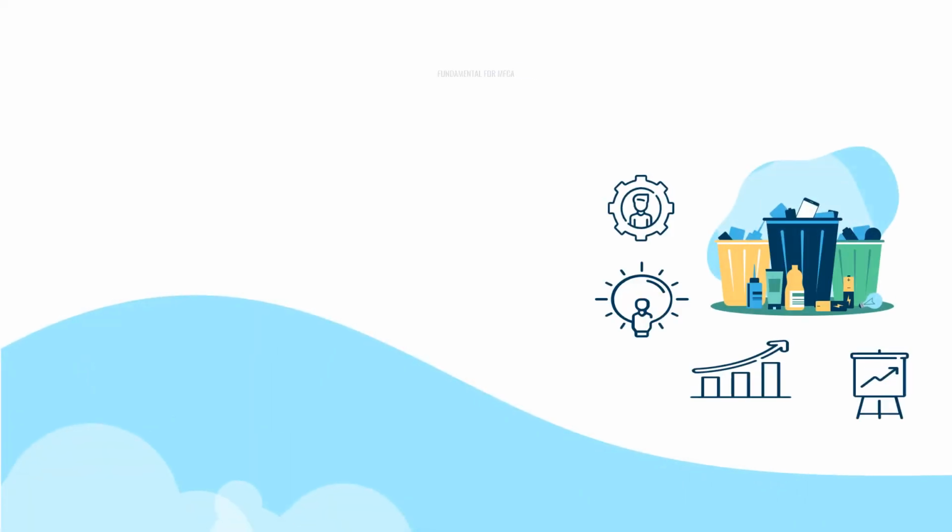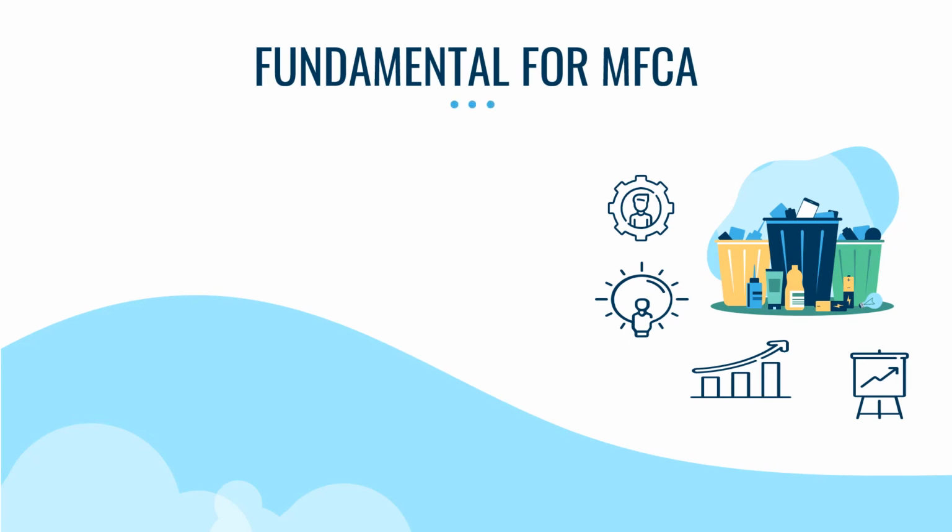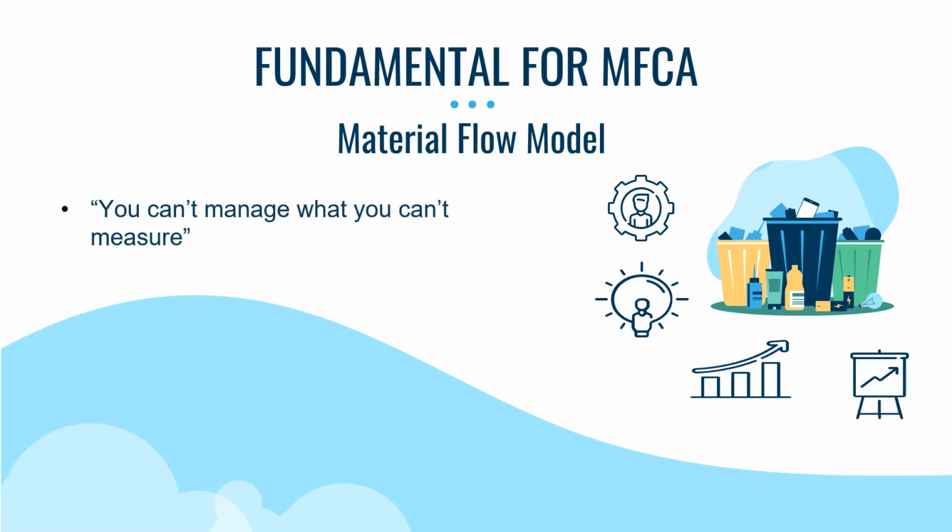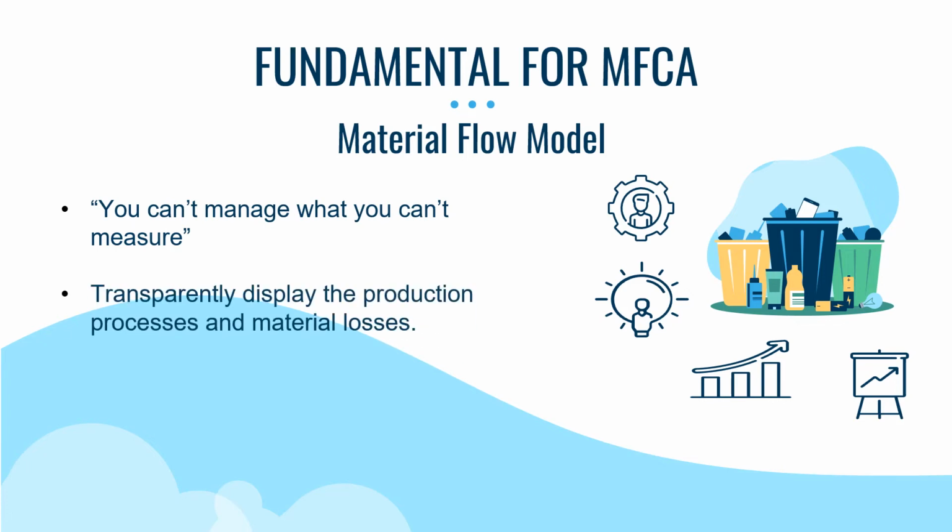How to figure out these costs? MFCA provides a fundamental tool for measuring and better understanding resource usage, the material flow model. This model is always the initial step to be set up and validated when using MFCA for a production line or an entire site. As the common saying goes, you can't manage what you can't measure. It is developed to guide MFCA to increase its transparency of material and energy use practices during the production processes, as well as with the waste streams and material losses.